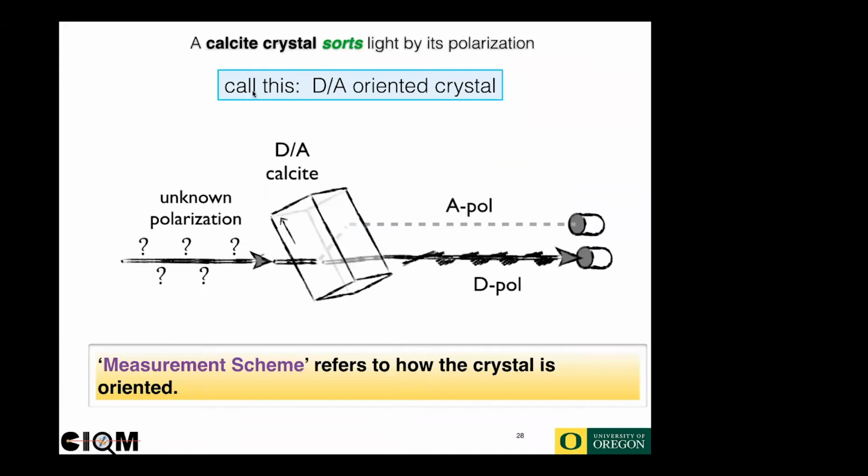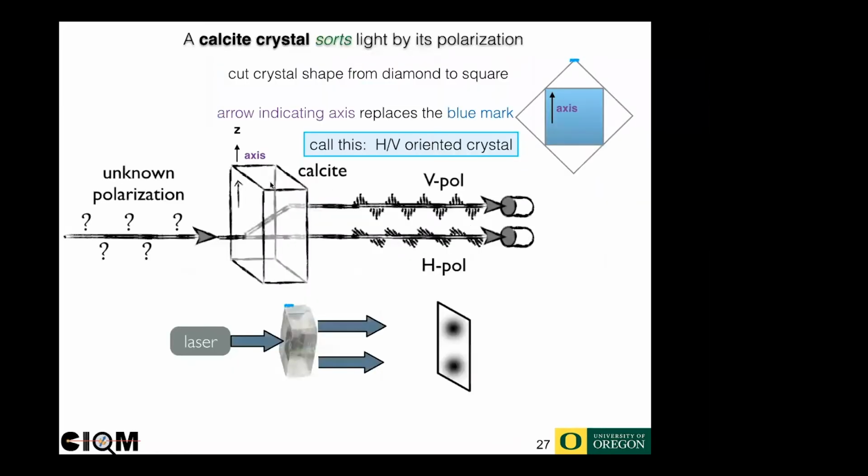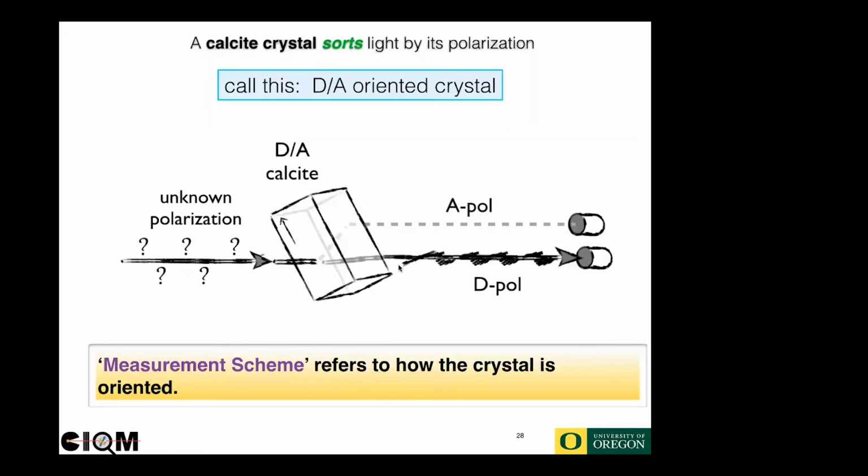Okay. Now, if I rotate the crystal just by 45 degrees, the same crystal just rotated, my arrow indicating the crystal axis is pointing at 45 degrees. We now call this a D/A oriented crystal. And we use the words measurement scheme to refer to how the crystal is oriented. So in the previous one, this would be called an HV oriented measurement scheme, or just HV measurement scheme. And in this one, this is called a DA measurement scheme.